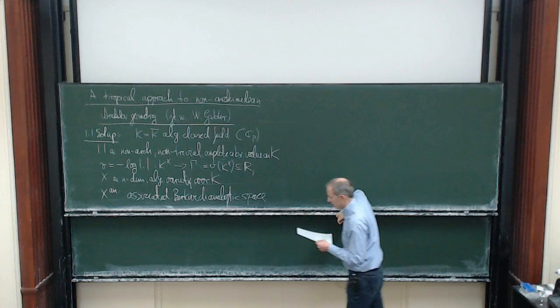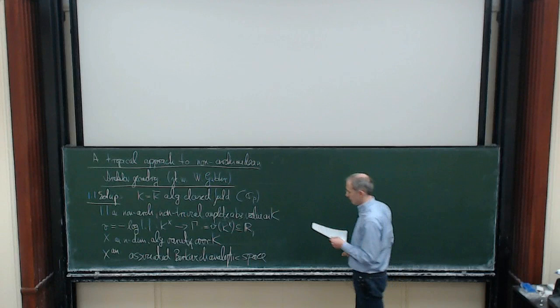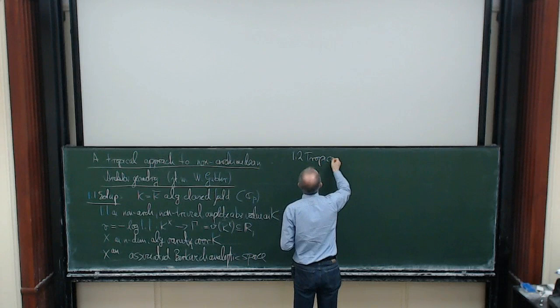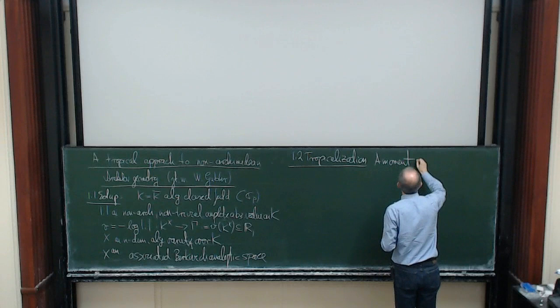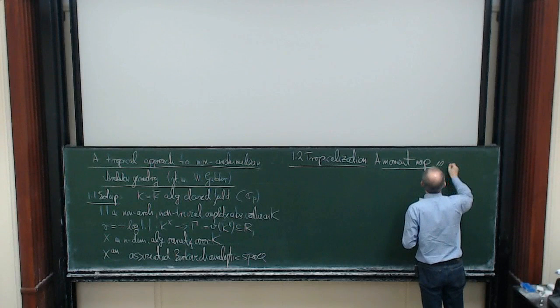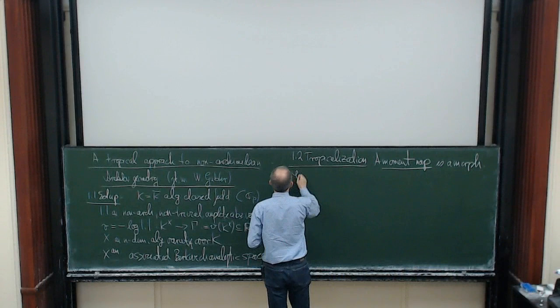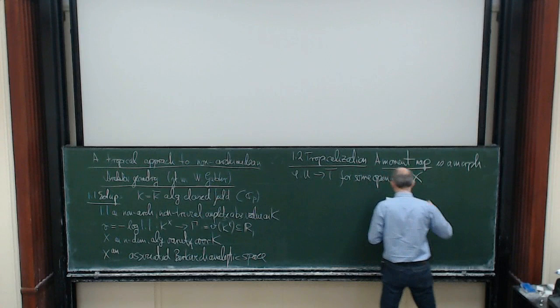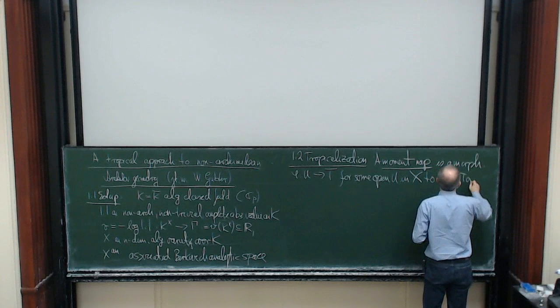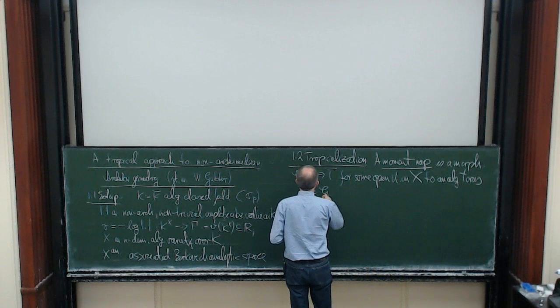And then a basic technique which we want to use, as the name suggests, a tropical approach, is tropicalization. So what does tropicalization mean in this context? First of all, it's a notation which was introduced by Chambert-Loir and Ducros. A moment map is a morphism phi from U, for some Zariski open set U in X, to an algebraic torus T, which is split, since we are over an algebraically closed field, and which you can write like this.